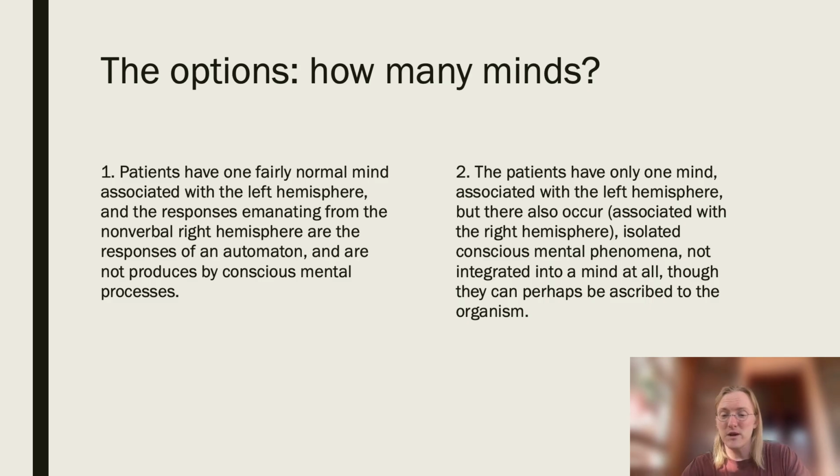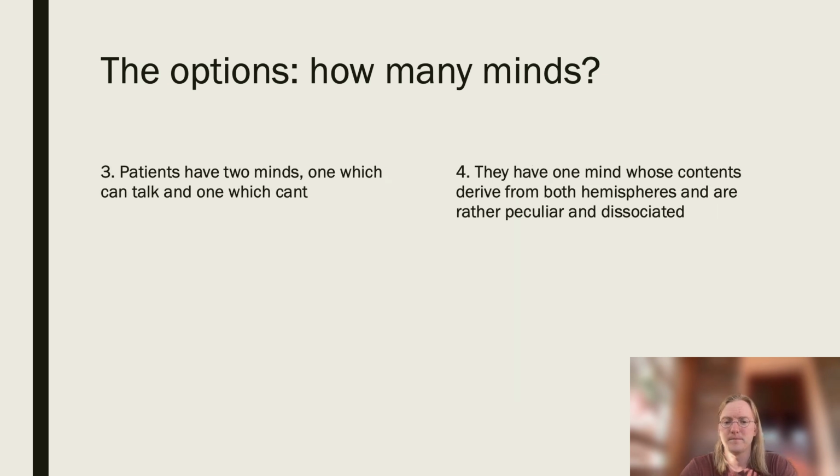So in answering this question, Nagel gives us 5 possibilities. There are 5 possible answers that he poses, which is first, that patients have one fairly normal mind, which is associated with the left hemisphere, and the responses emanating from the nonverbal right hemisphere are the responses of an automaton. The second answer is that the patients only have one mind in the left hemisphere, but there are some isolated conscious mental phenomena that occur in the right, but it's not a mind.